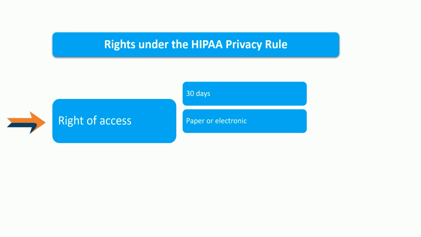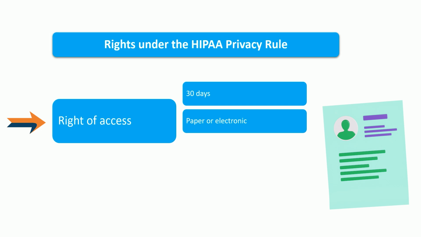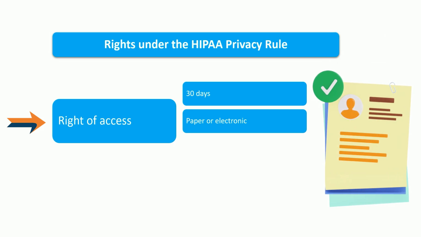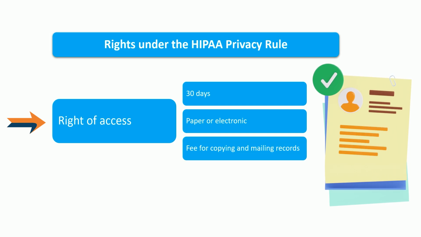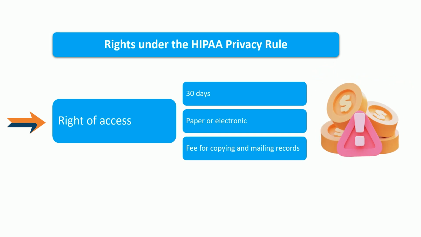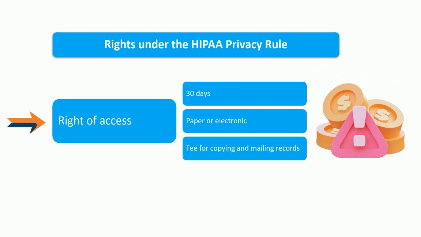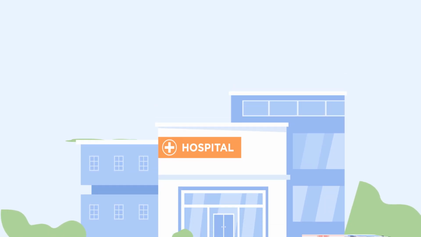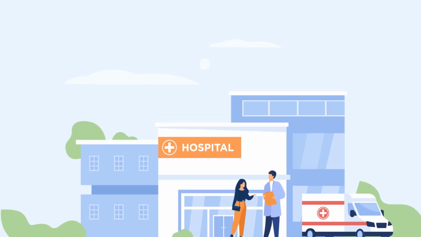Also, patients can request their records in a specific format, such as paper or electronic copies. And providers may charge a reasonable fee for copying and mailing records, but they cannot deny access because of inability to pay. For example, imagine Sarah, a patient at Surrey Hospital.